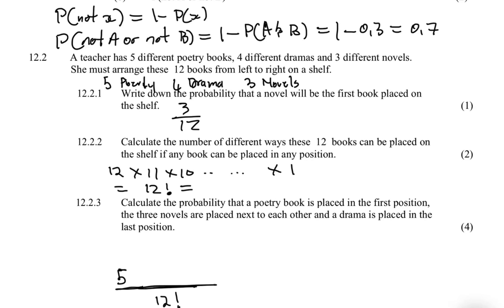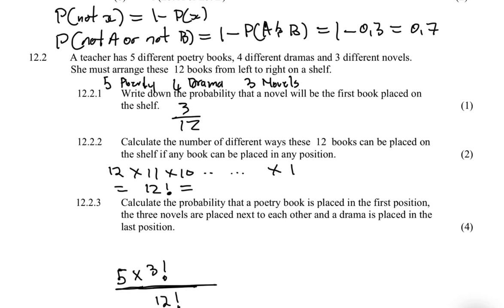And then the next event says 3 novels are placed next to each other. So how can you place 3 novels next to each other? You can place them in 3 factorial ways, right? So we're going to multiply by 3 factorial, because you can start with the first one, the second one or the third one, and then the second position, and so on. So we have 3 factorial ways of putting 3 novel books.